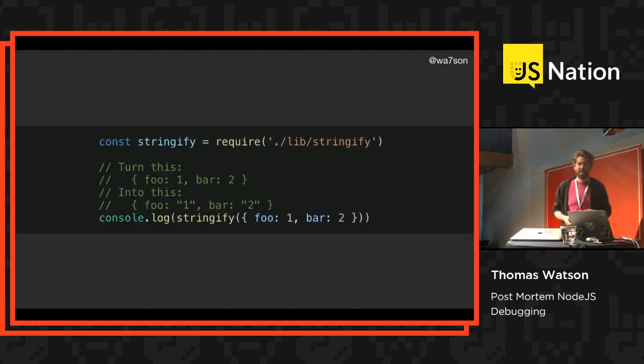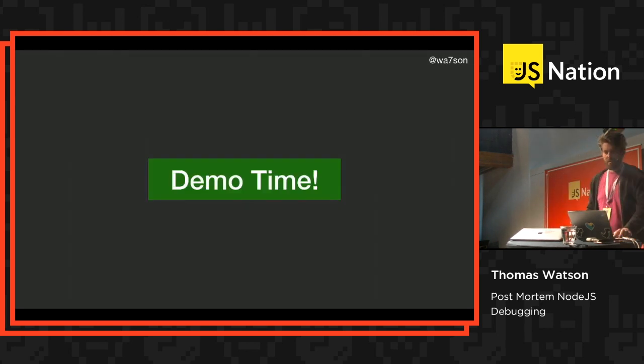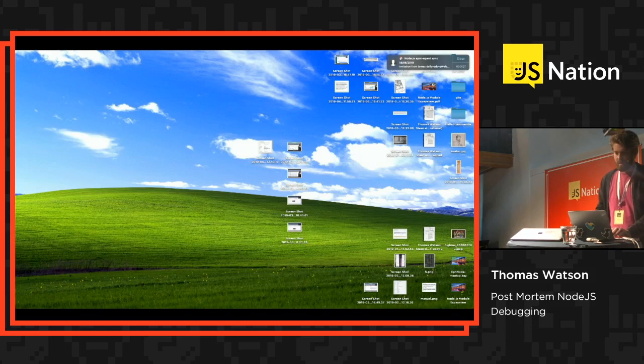So we have a program like this. It just takes an object and loops over all the properties inside the object, and for each value it will stringify the value, right? So I ran that.